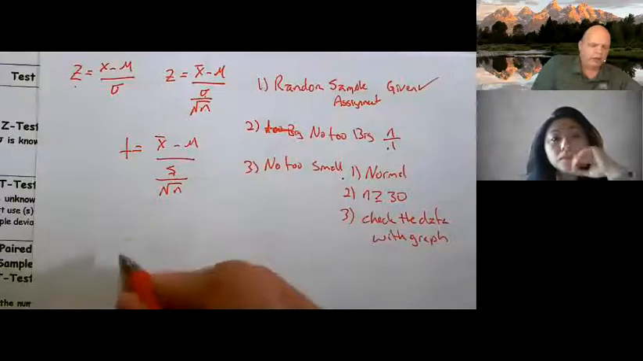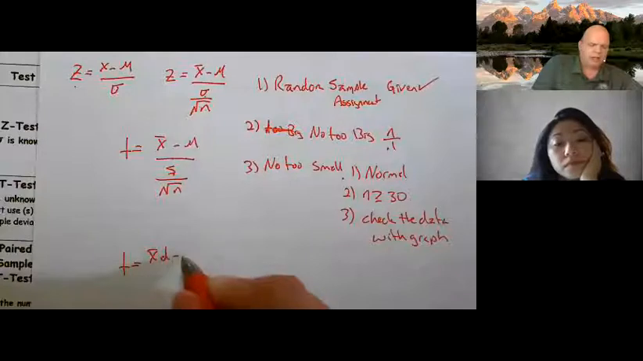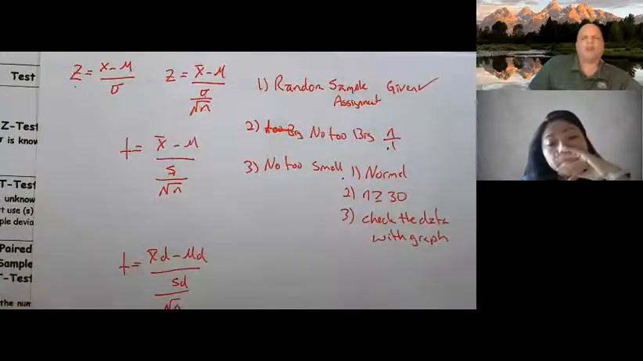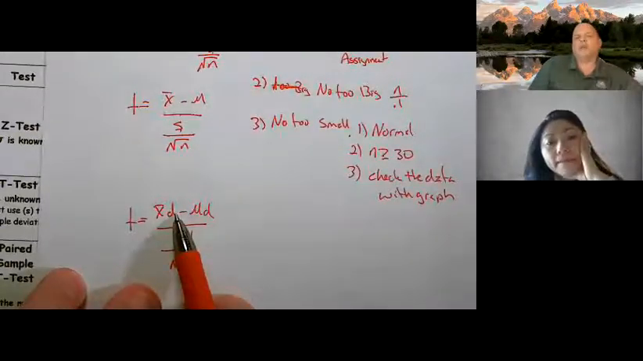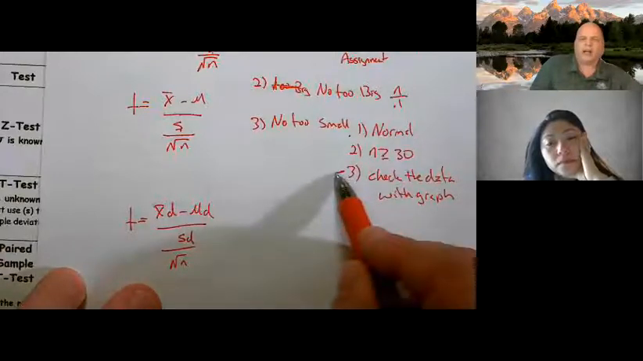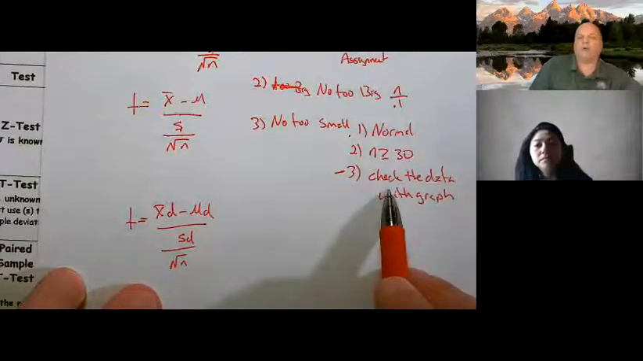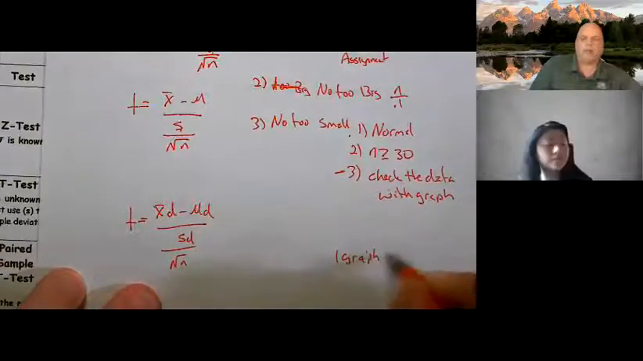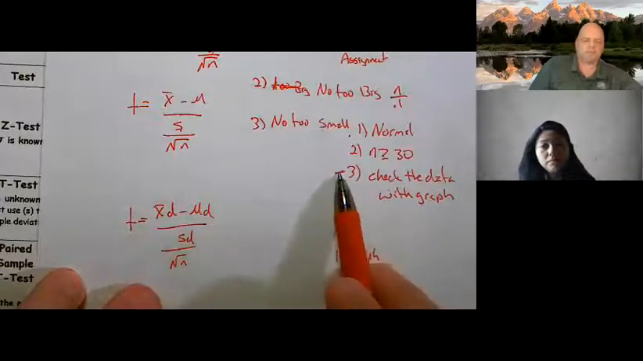With a paired, it's exactly the same thing, x bar d minus mu d, s d divided by the square root of n. So all you need to do is drop the d in there for the differences, and that's because you were subtracting paired values. And on that one, you're almost guaranteed to have to do a check, and this will only have one graph that you have to draw. But basically, you're following the same ones.